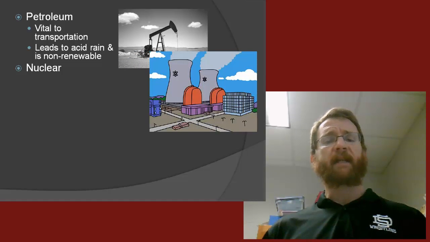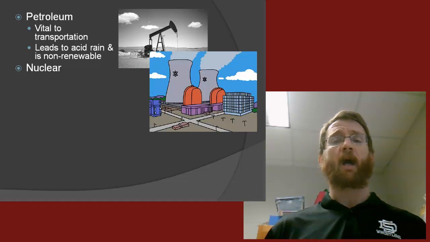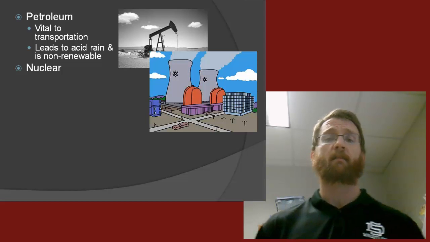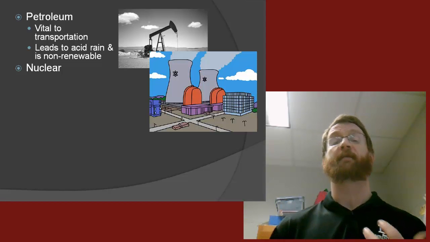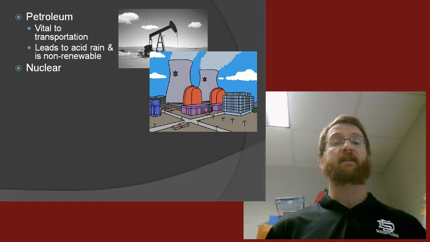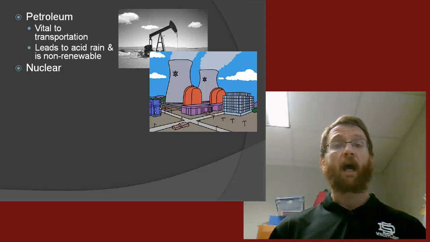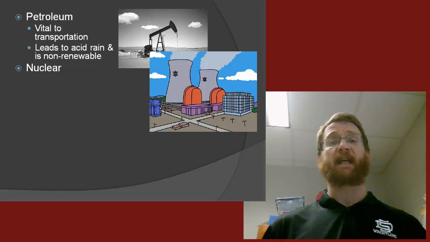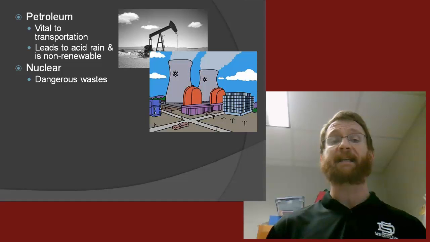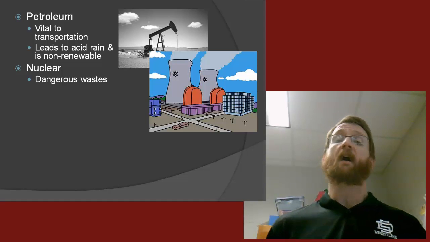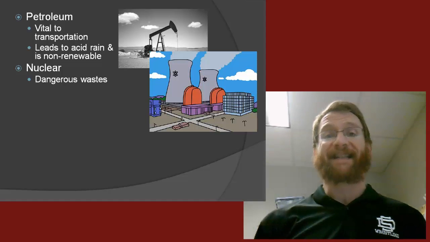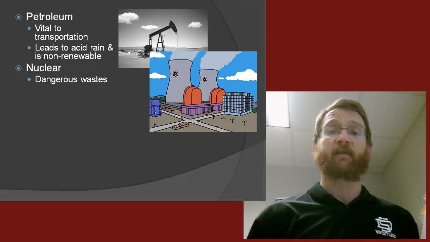Okay. Next, we've got nuclear power. Nuclear power is a source of energy that provides electricity to homes that is relatively clean burning and creates little pollution in the creation of energy. But the big negative is that the waste from nuclear power is very dangerous. You can't just have it sitting out beside you.